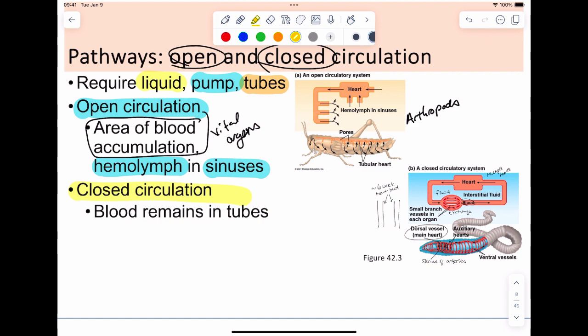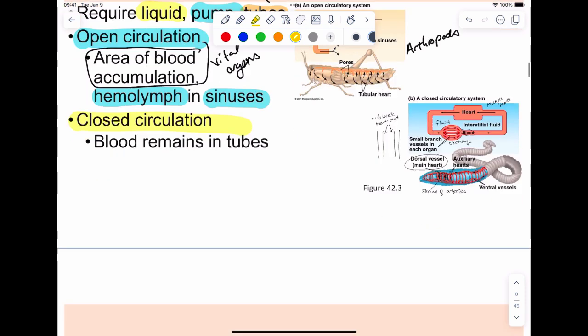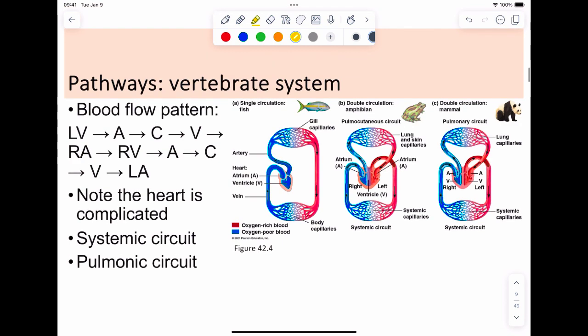Closed circulation, you have to keep the blood in the tubes. Blood is meant to stay in the tubes. The pathways, we're going to ignore basically everything that's not a vertebrate. And the reason why is it's complicated. Because dumping the blood into a chamber, now we have to worry about how do you get the blood back into the blood vessels, and let's just bypass it all. So let's deal with vertebrates.